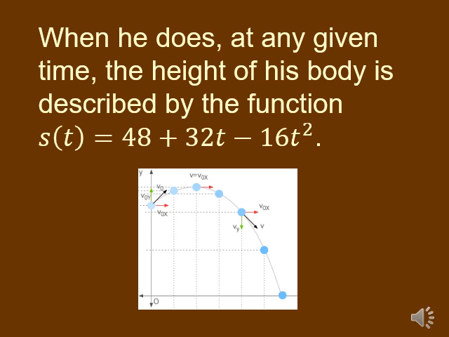The setup really doesn't matter in problems like this. What does matter is the function. And it tells you here that a function that will describe the height of my body is given as s of t equals 48 plus 32t minus 16t squared. Out of everything so far, that's what really matters.